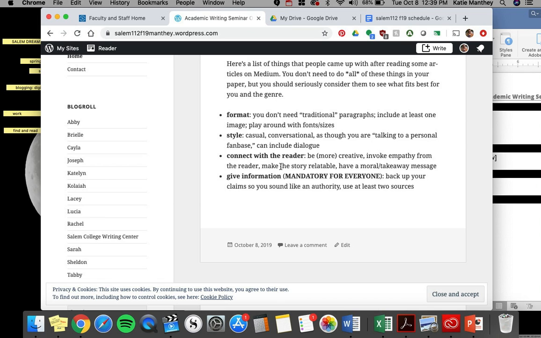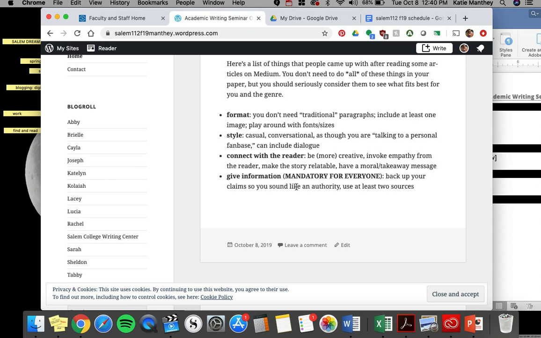Under connection with the reader, this one and then the information really go together. So people commented, like, be creative, be more creative, really work to invoke empathy from the reader. Make the story relatable. So remember, for Project 1, you needed to explain a memory and its significance to you. For Project 2, you need to explain a story and its significance to the larger culture, so to the reader, to the average person. People also noted that a lot of Medium articles have a moral or a takeaway. So if that's something that seems to fit with what you've written, you might want to consider ending with something like that.